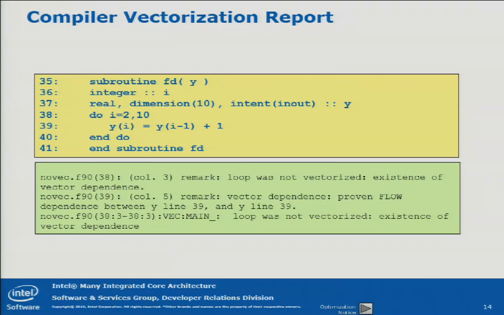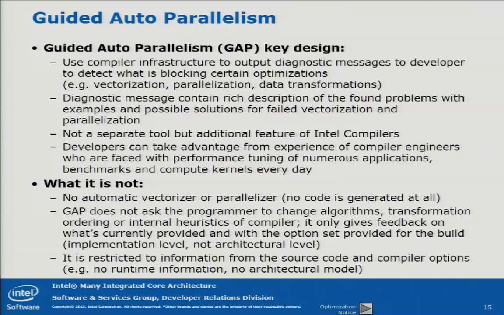And it says that it was able to prove that there is a flow dependence between line 39 and line 39. If you look closer at the code, you will see that we need to compute the right-hand side first before we can store it in the left-hand side. And so we may not execute this loop concurrently in a vector instruction. Right? Okay.